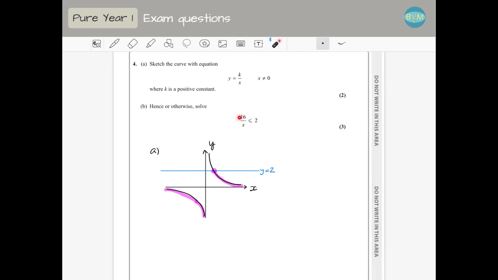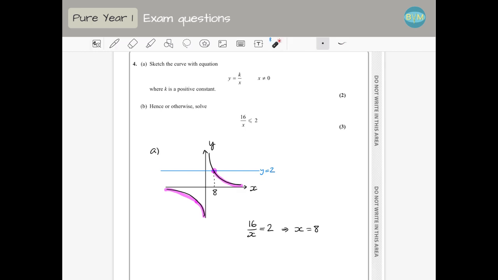So this graph is this one, and this one is below the line in these occasions. We can find this point, which is the intersection between y equals 2 and 16 over x. So we are going to solve 16 over x equals 2, which means x is going to be 16 divided by 2, which is 8. So this point of intersection is 8.